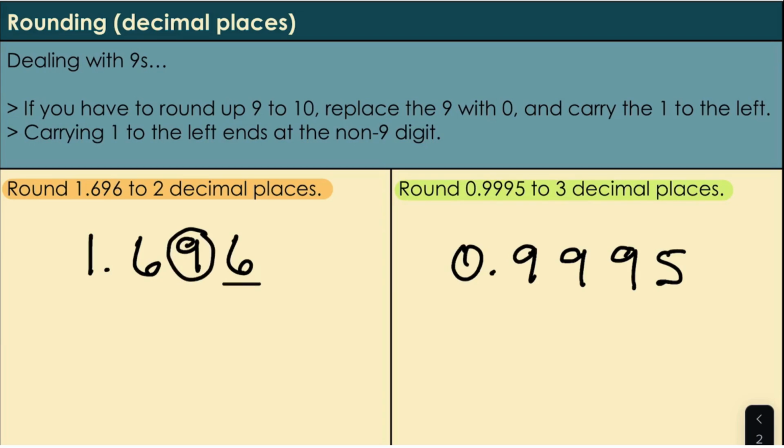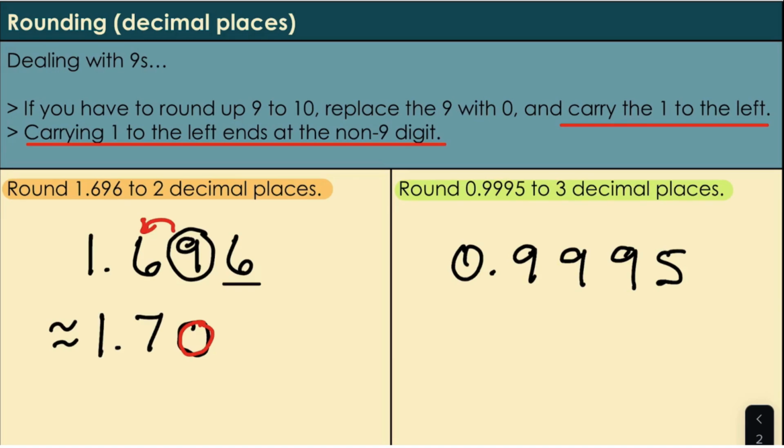That means we need to round up. The 9 has now changed to a 10, and that's why we have the 0 in 10. And I carry 1 across to the next digit, which is 6. It is a non-9 digit, so I raise 6 by 1, and I get 1.7. And there is my rounded value to 2 decimal places.